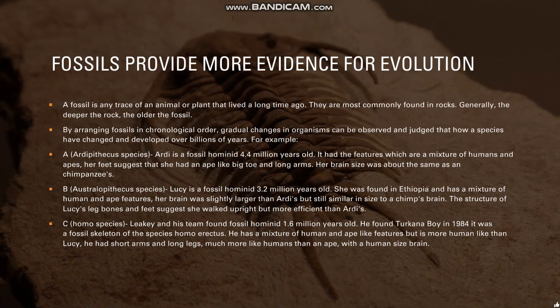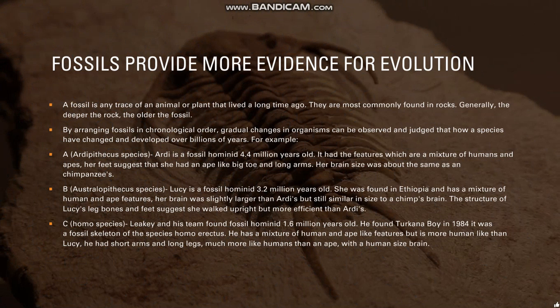Fossils provide more evidence for evolution. A fossil is any trace of animal or plant that lived a long time ago. Generally, the deeper the rock, the older the fossil. By arranging fossils in chronological order, gradual changes in organisms can be observed, and we can judge how a species has changed and developed over billions of years.